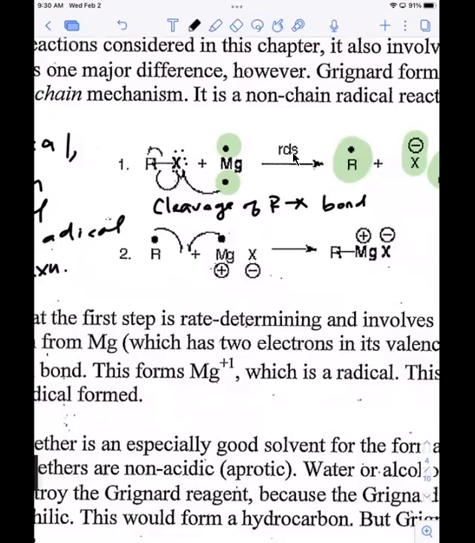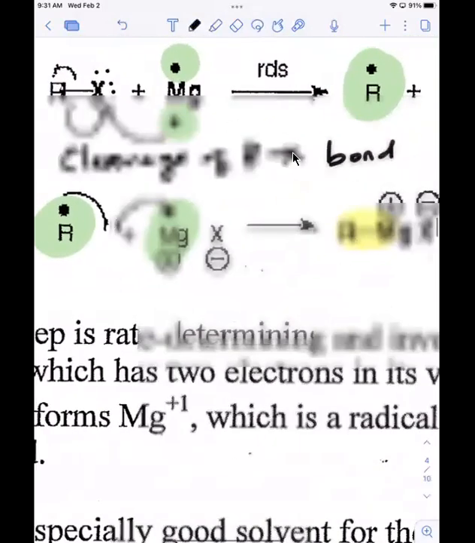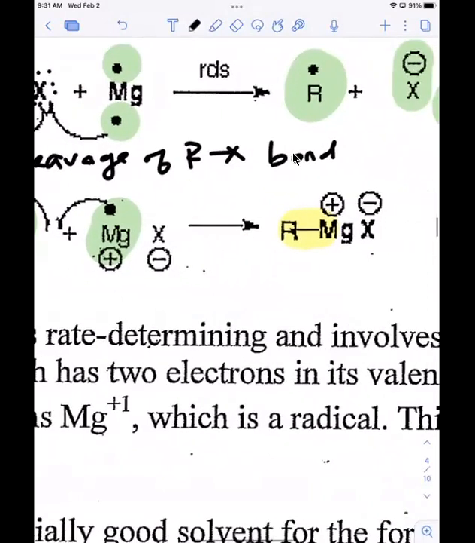And then down here, the magnesium and the carbon, the alkyl part of that alkyl halide, combine. That's where your covalent bond comes from. It's from this radical reaction between magnesium and carbon.